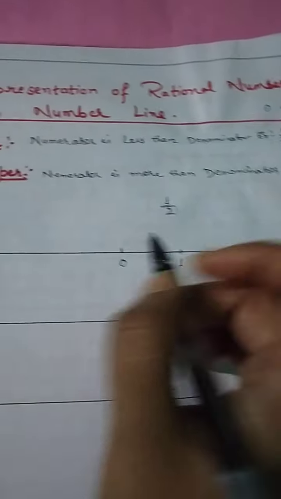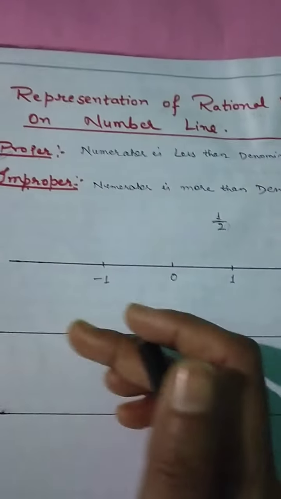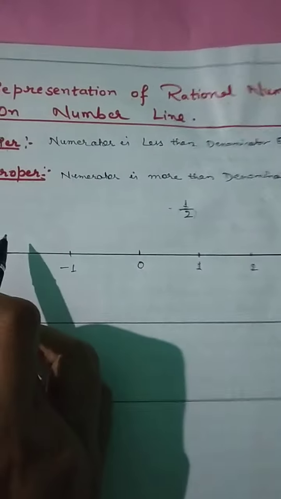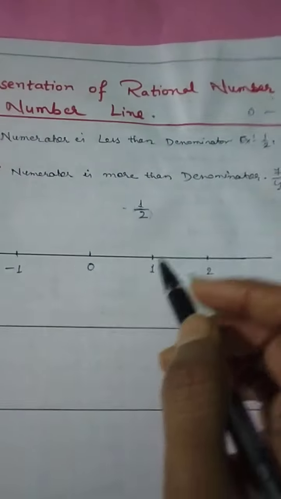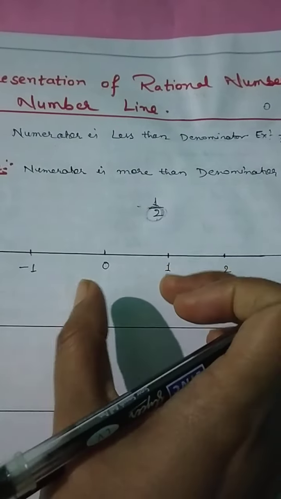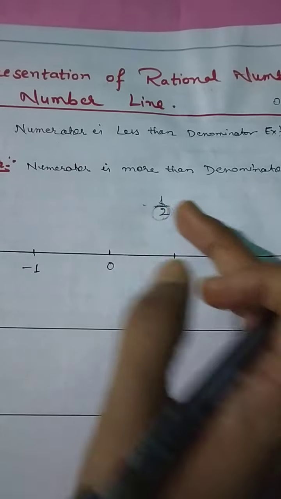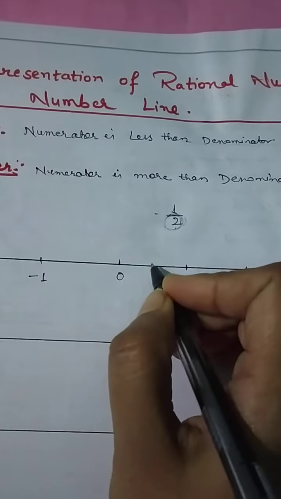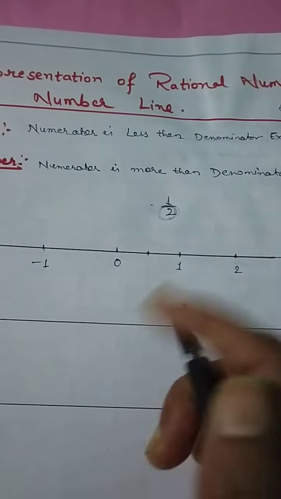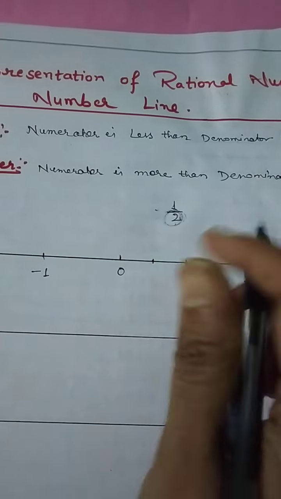Similarly, here also minus 1, minus 2 like this, but this is positive, so we will take the positive side only. No need to write the negative. So 1 by 2: you have to see the denominator. Denominator is 2. So we will divide this 0 to 1 segment into 2 equal parts. This and this part should be equal. You will measure with the help of a scale. So 2 equal parts because the denominator is 2.